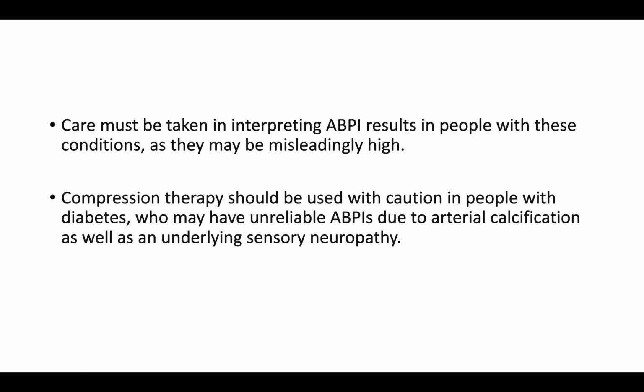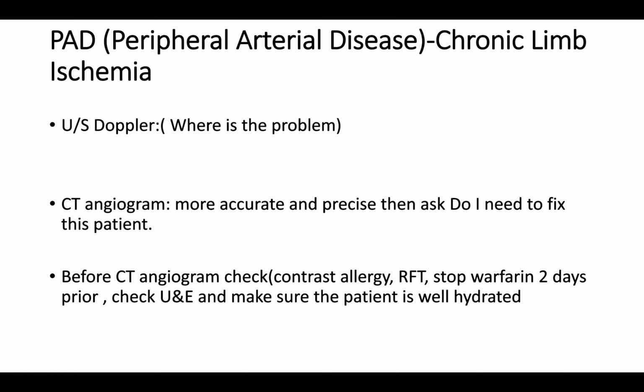Compression therapy should be used with caution in people with diabetes who may have unreliable ABPI due to arterial calcification, as well as underlying sensory neuropathy. So when your patient has a normal ABPI score, that doesn't exclude chronic limb ischemia, because the patient may have a calcified artery, which gives you a false normal ABPI.